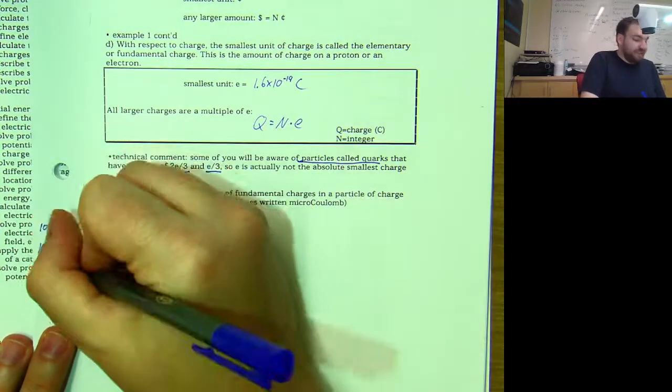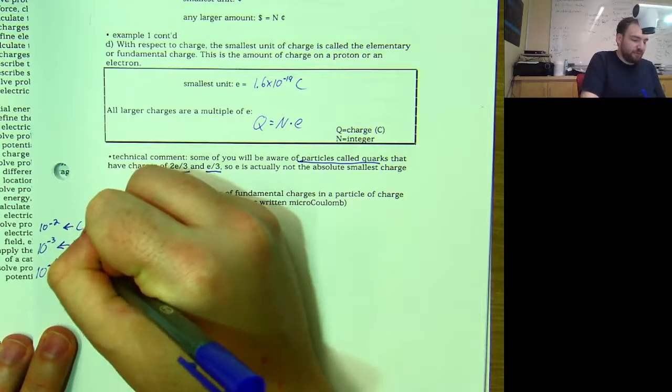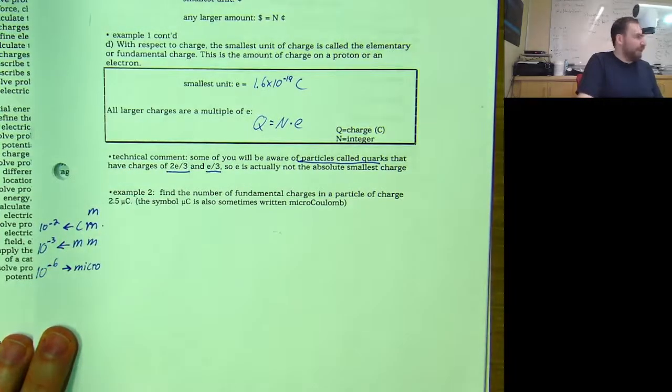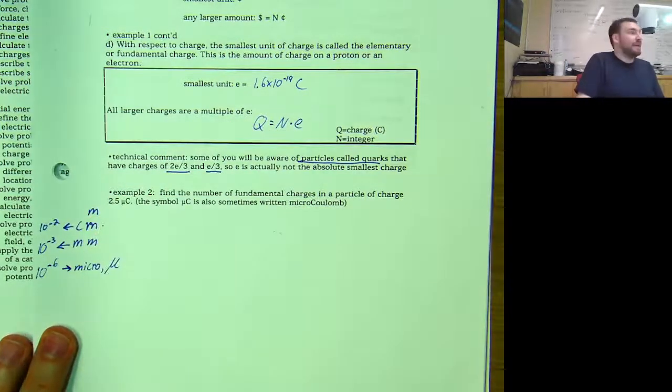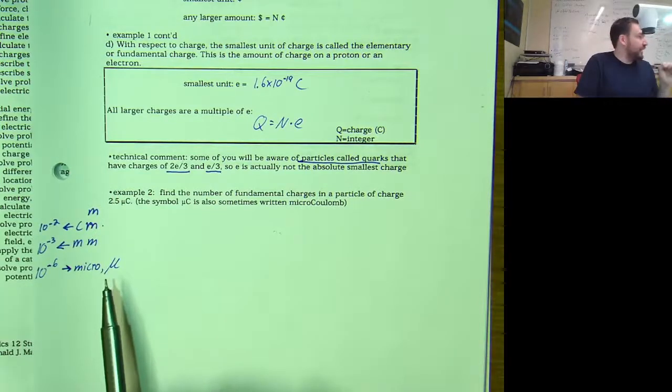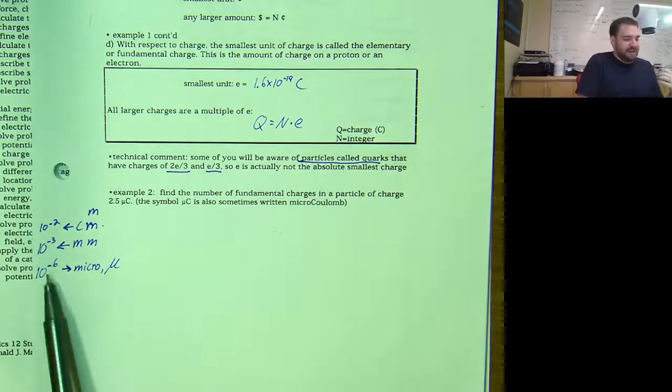10 to the negative 6 is micro. If you wanted a micrometer, micro starts with M, but we can't use M because we already used M. So let's jump over to the Greek alphabet and use the Greek version of the letter M, which is mu. When mu is connected to a unit, it represents a micro amount of that unit, so 10 to the negative 6 of something.